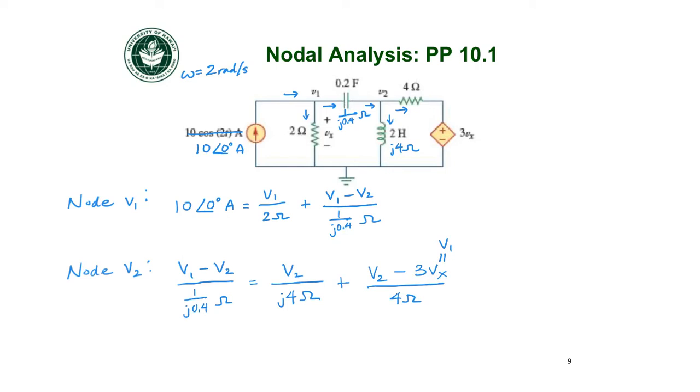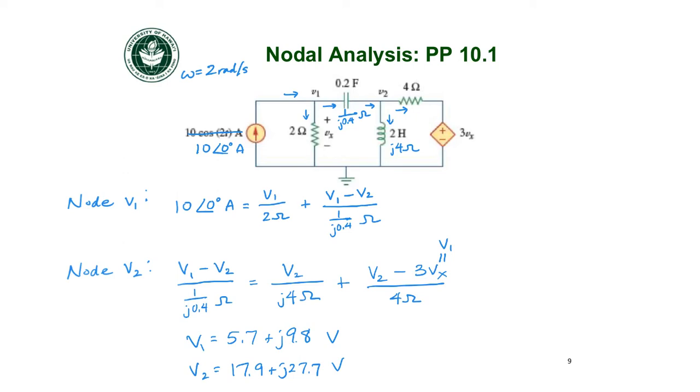So then if we solve these two equations using matrix algebra or your calculator, whatever method you choose to do, you already know how to do this math, we will get V1 is equal to 5.7 plus j9.8 volts, and V2 is 17.9 plus j27.7 volts.